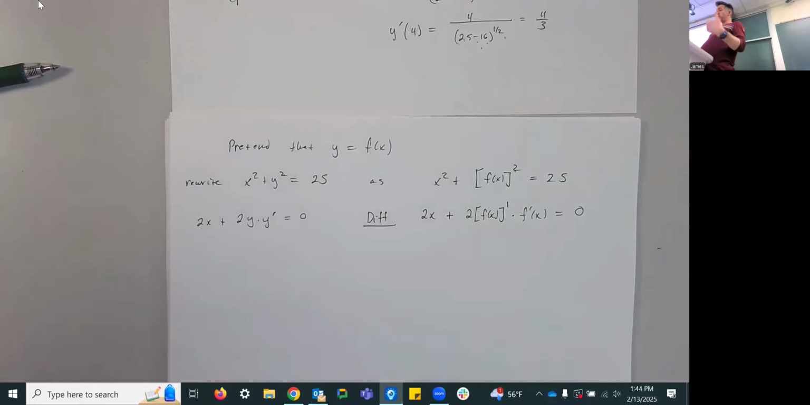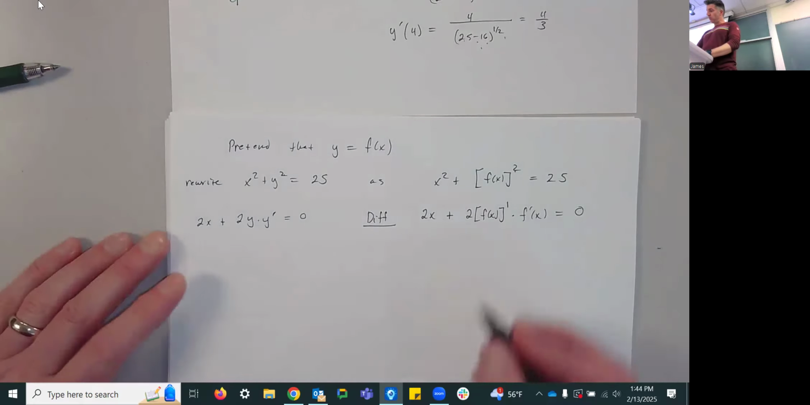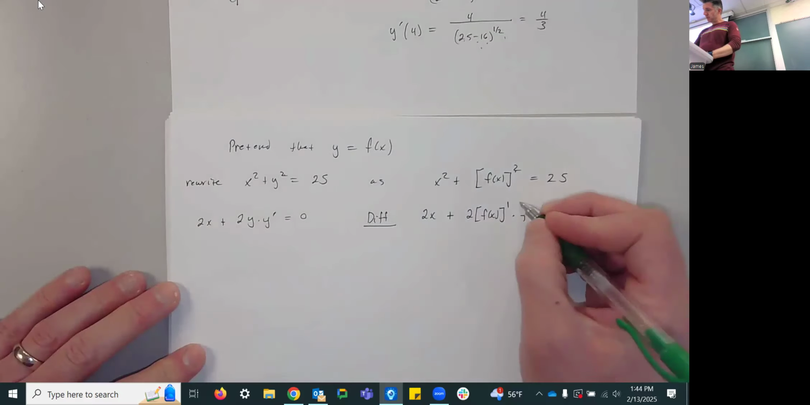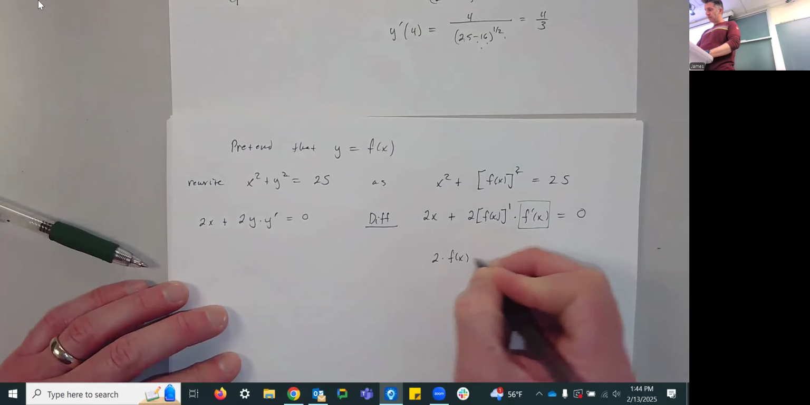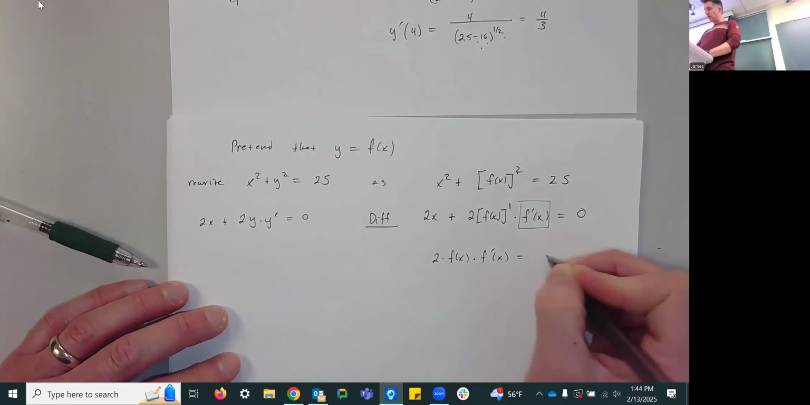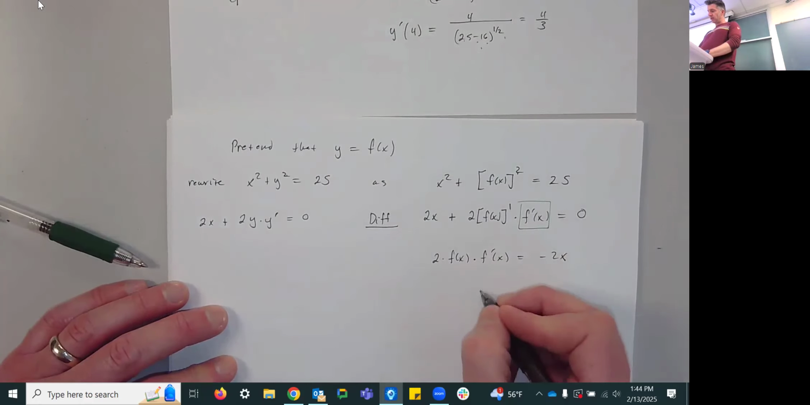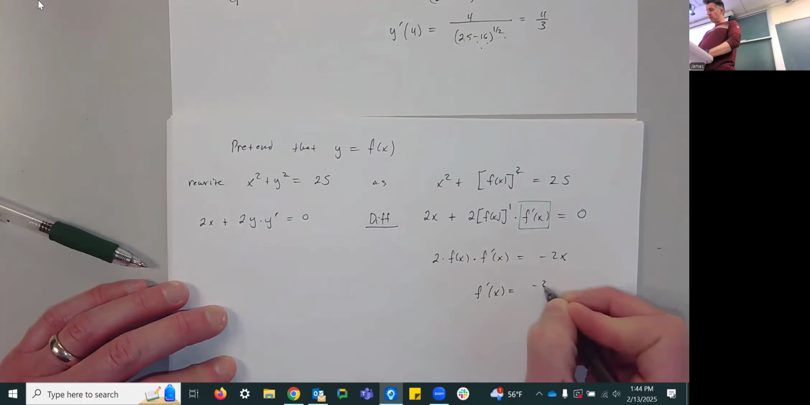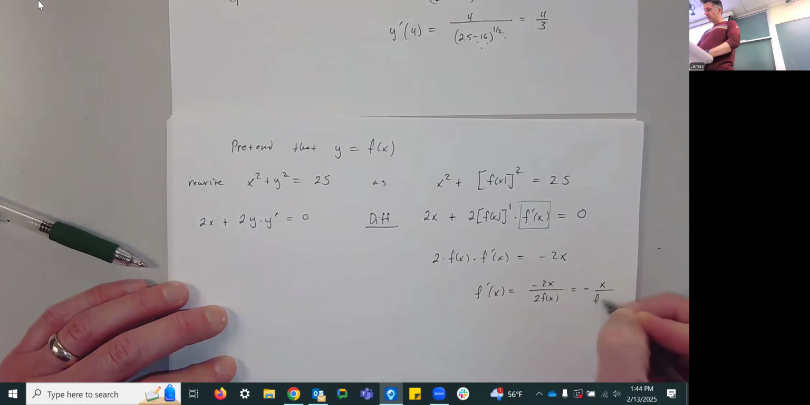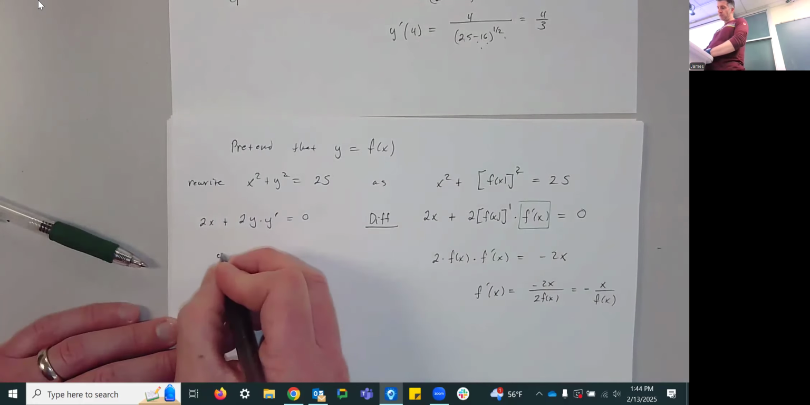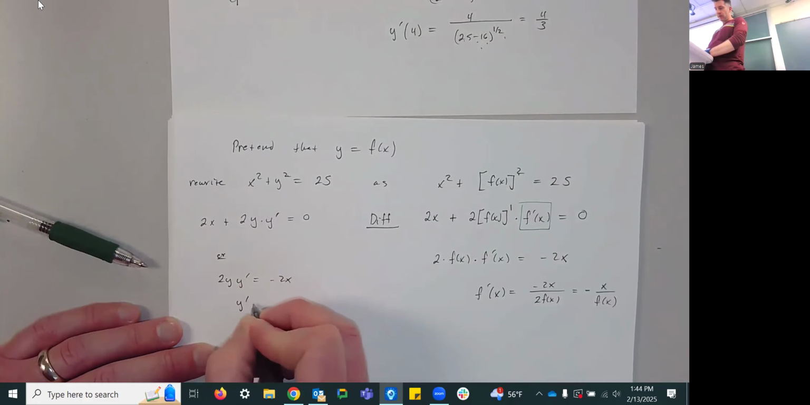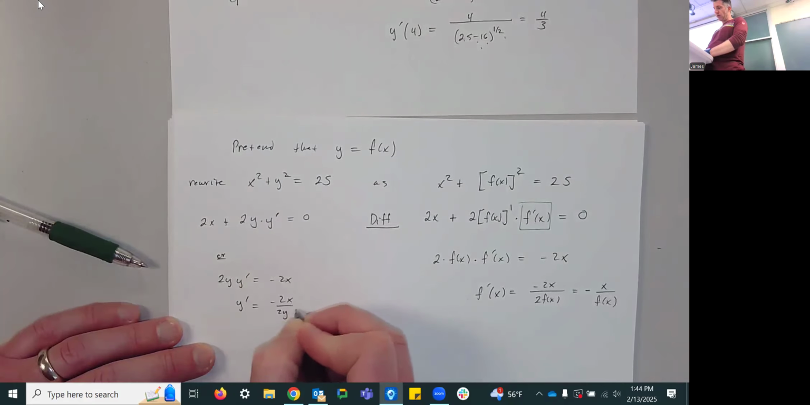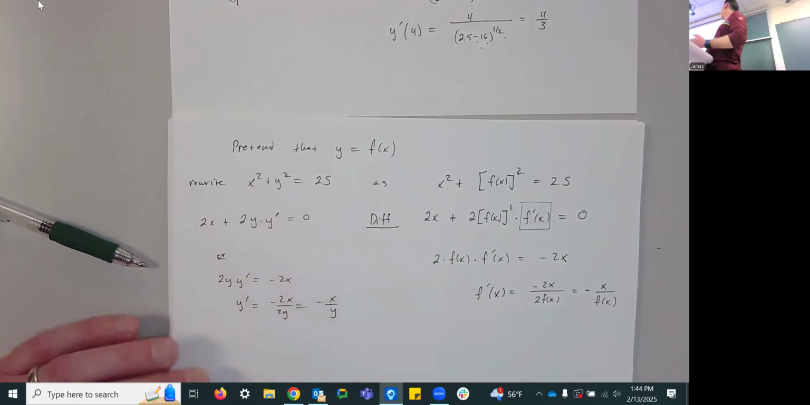And then the next step is to solve for the derivative. So we're going to subtract 2x. So we have 2 times f of x times f prime of x is equal to negative 2x. Then divide by 2f of x to get that f prime of x is equal to negative 2x divided by 2f of x, which is just negative x over f of x. Or in this case, if you prefer, 2y prime equals negative 2x. y prime equals negative 2x divided by 2y, which is just negative x over y. Same thing, just different notation.